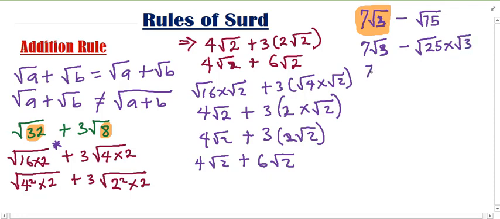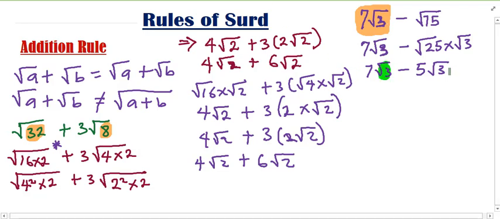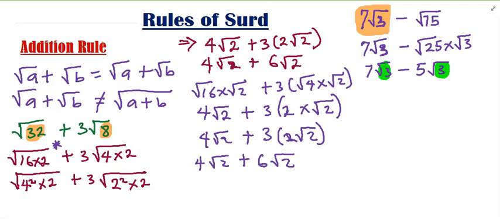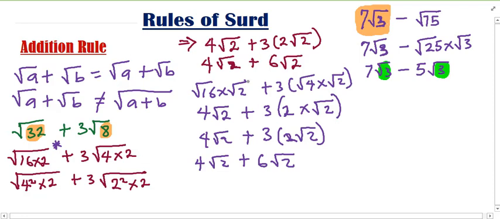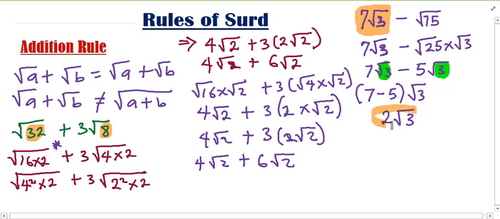So from here, 7 surd 3 minus square root of 25 is 5, 5 times surd 3. Now they have the same surd, right? I want you to observe this. They have the same surd 3 in common. Because they have the same surd in common, we can combine them. So for the number aspect, 7 minus 5 and then surd 3. So 7 minus 5 is what? 2, and then we'll now have surd 3. So that's the final answer for such kind of question.